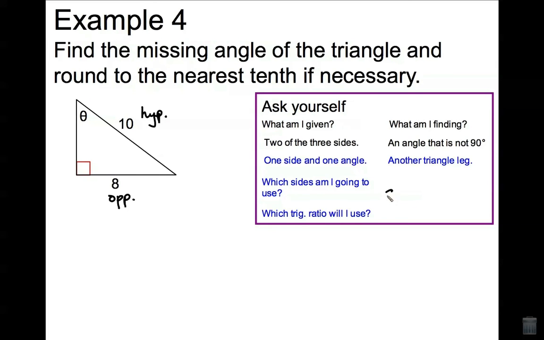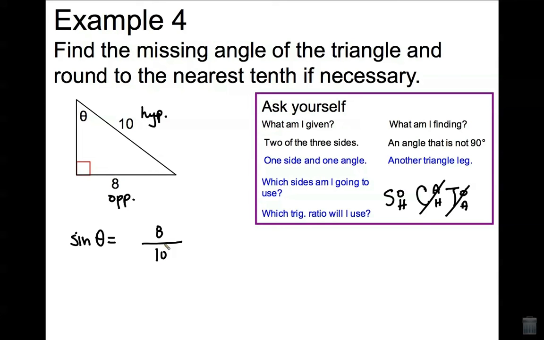All right, so to set that up, again, we're going to start as well. Am I going to use sine, cosine, or tangent? I'm not using any adjacents, so I'm going to be using sine. So to set this up, sine of angle theta equals opposite, which is 8, over the hypotenuse, which is 10.